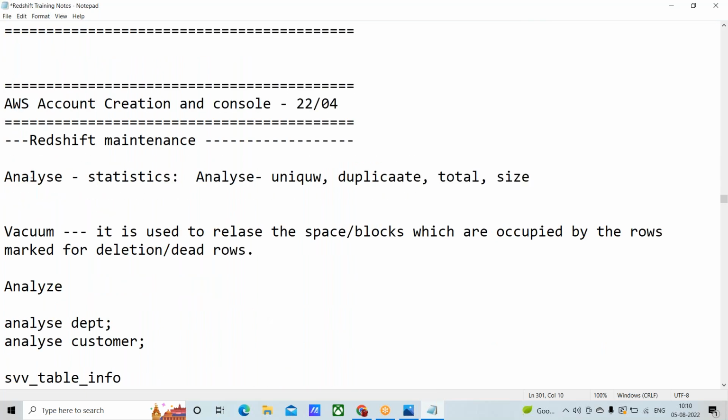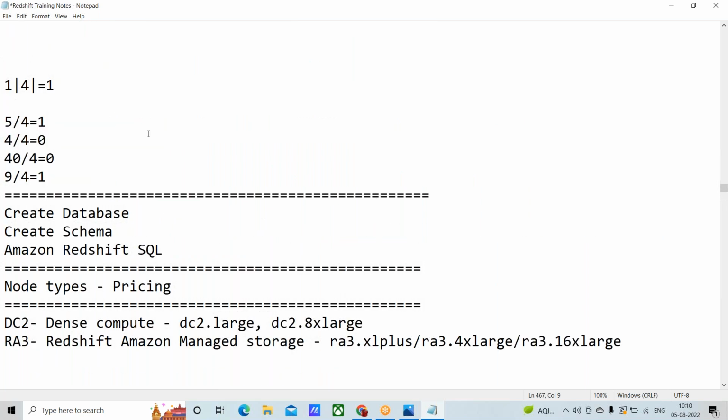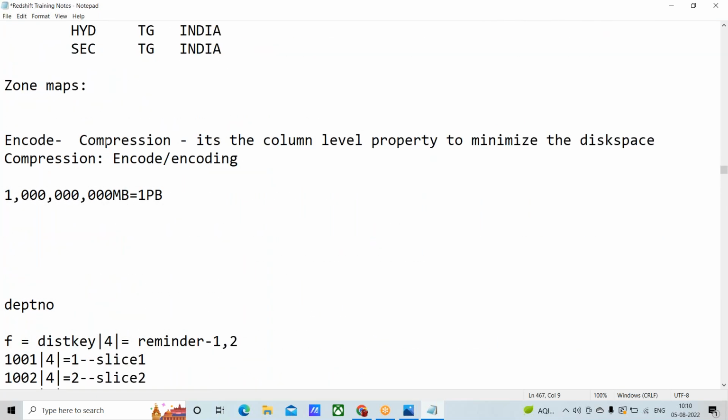Here, analyze and vacuum, we'll be discussing them. So that statistics means, actually, it's analyze. We'll discuss that maybe at the time. So then another thing is compression. I'll tell you compression.